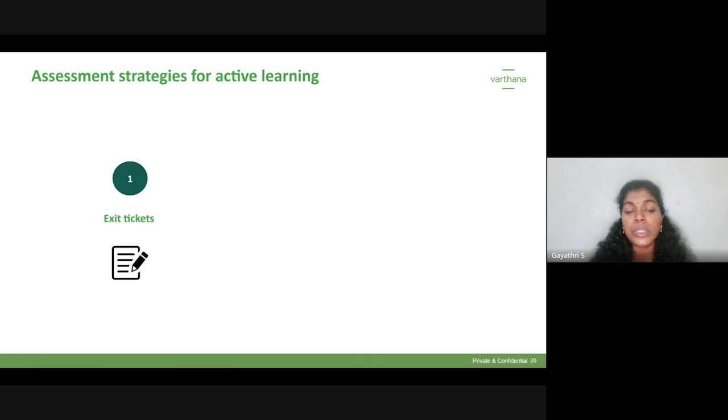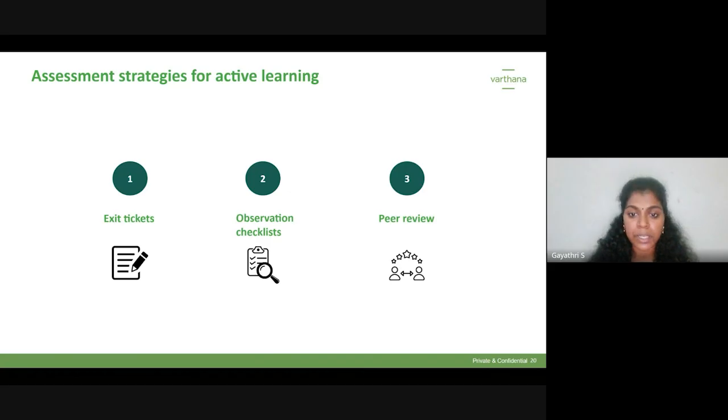Here I'm going to suggest to you 3 simple assessment strategies. One is exit ticket. Second, observation checklist. Third one is peer review. I've kept it really, really simple because doing this activity itself will take a lot of time inside your classroom. So the assessment should be very simple, but also able to capture the essence of these strategies. So let's go through one by one.